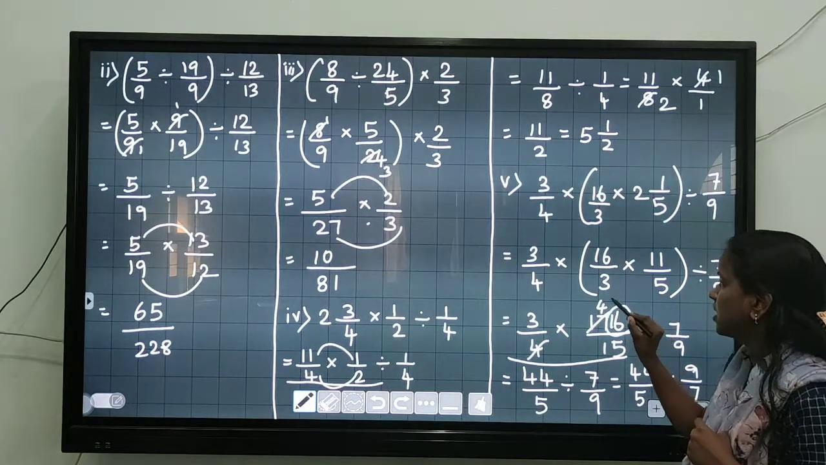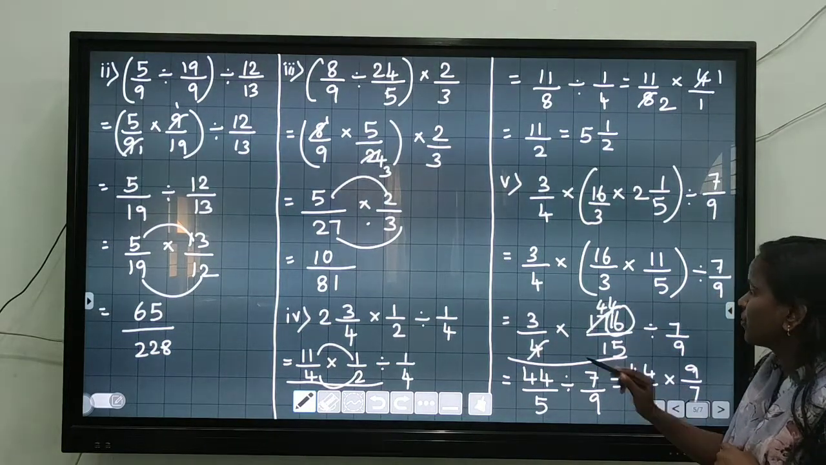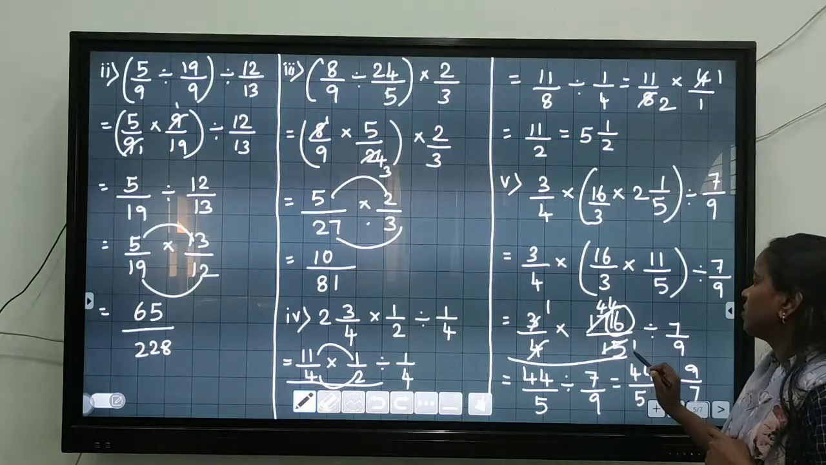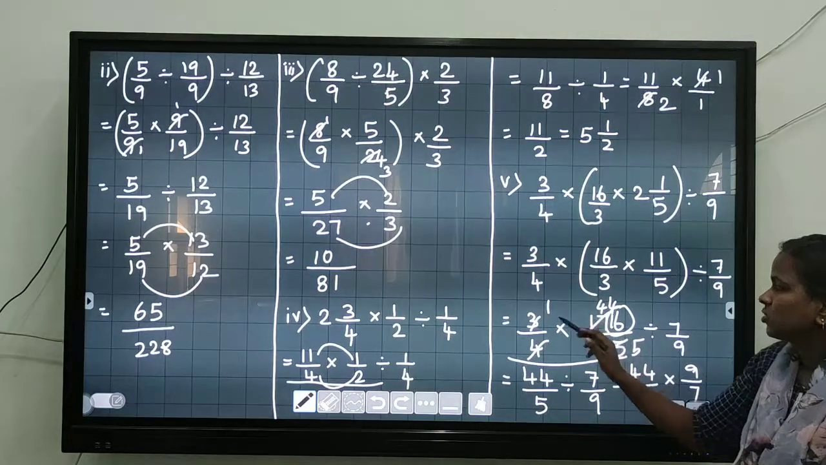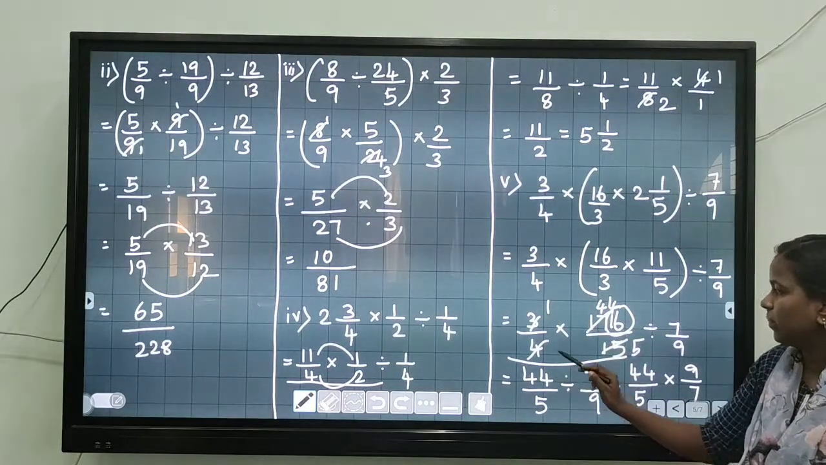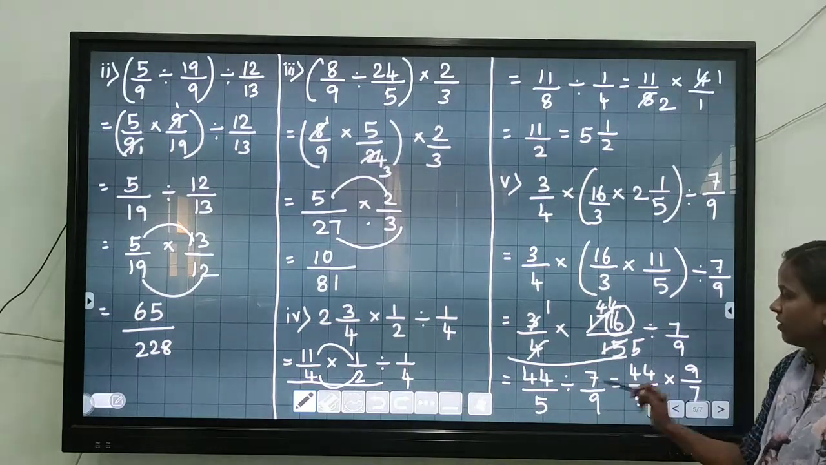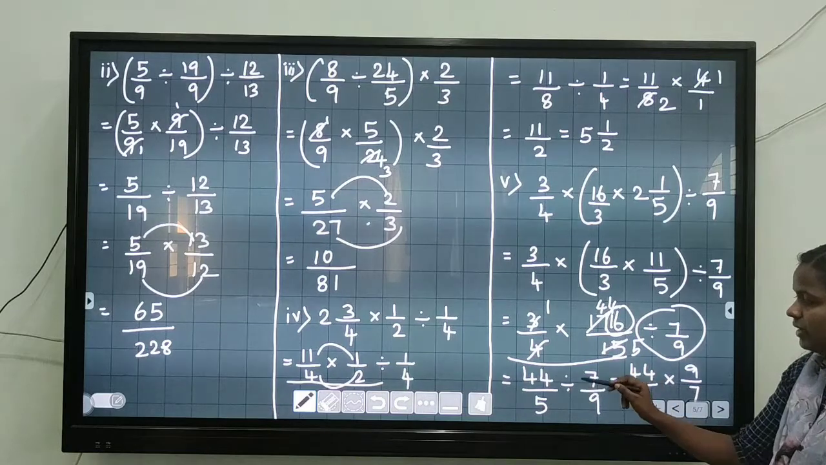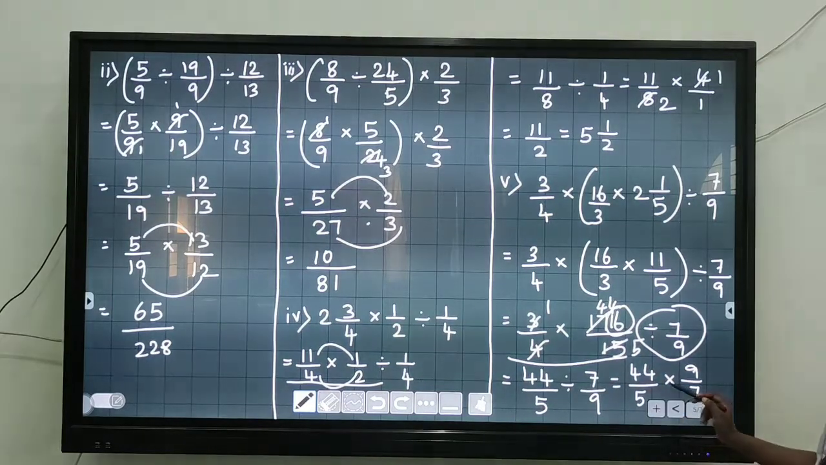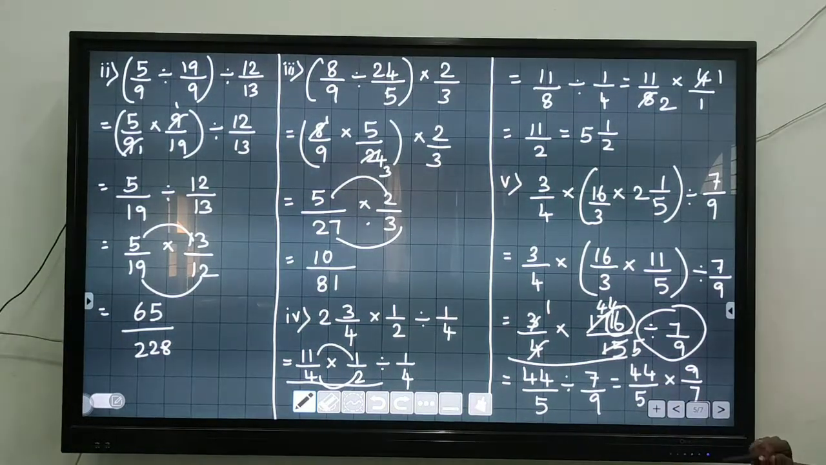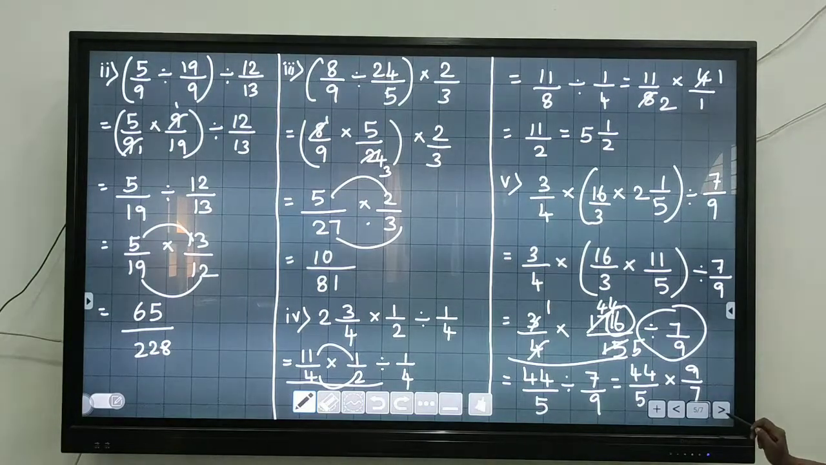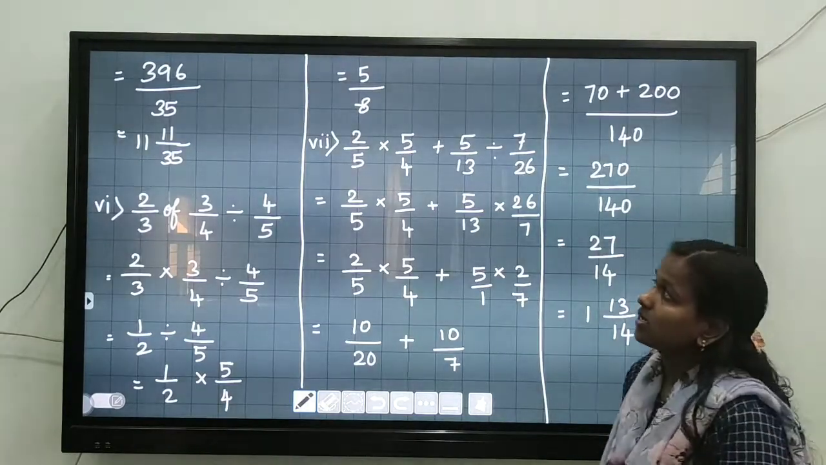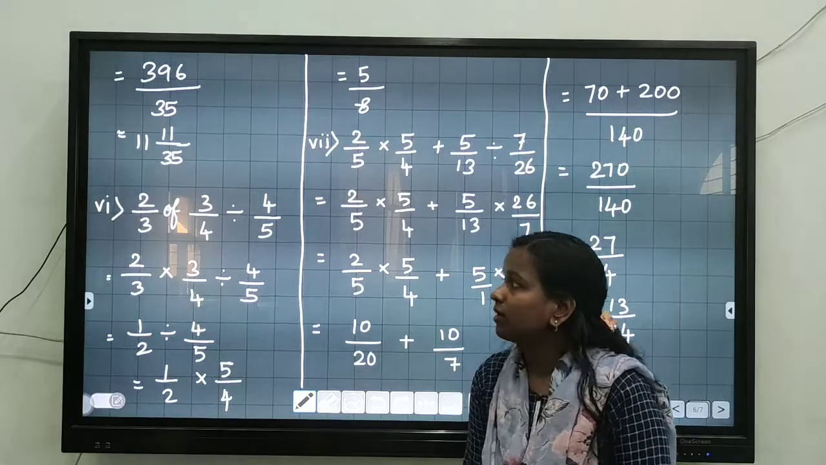The next number is 16. Again 4 4s are 16. So 1 3s are 3, 5 3s are 15. So 1 44s are 44 divided by 1 5s are 5. What is the remaining? Divided by 7 by 9. So I am writing division of 7 by 9. Now we have to find the reciprocal of this term. If you multiply, you will get the answer. So your answer is 11 of 11 by 35.